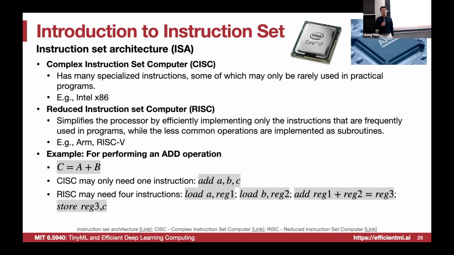And there are two broader categories of ISA. One is the CISC, the other is the RISC. CISC stands for complex instruction set computer, and RISC stands for reduced instruction set computer. The CISC has many specialized big instructions. It's very widely used in desktop CPUs like Intel x86.